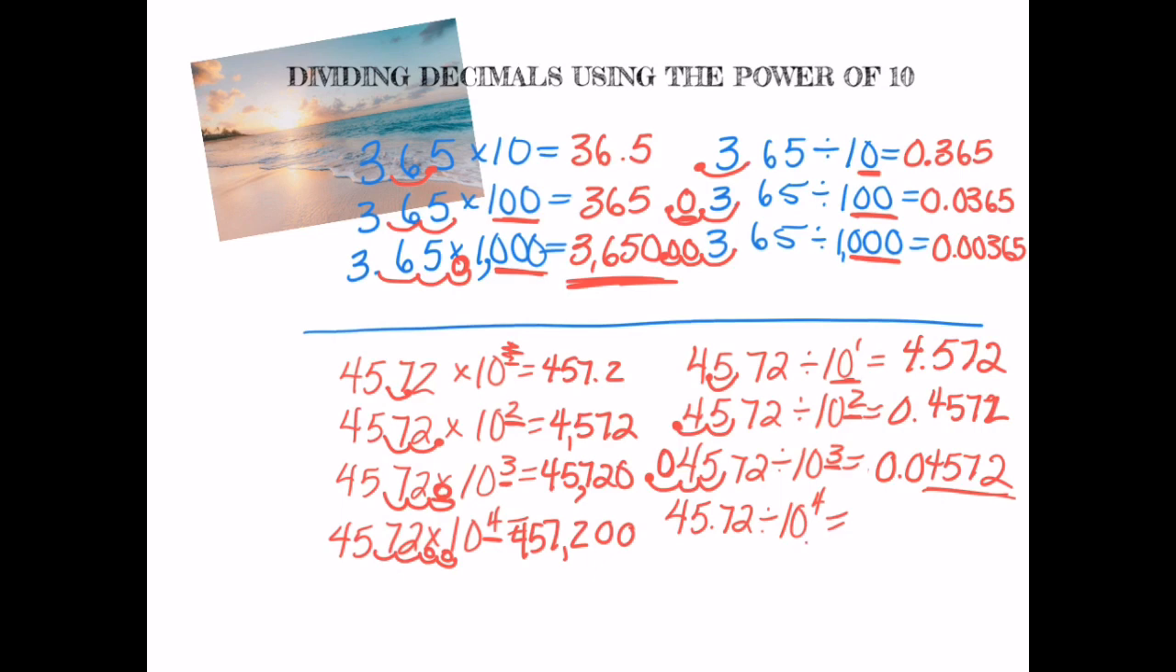Okay, this one we're going to move over 4 times. So 1, 2, 3, 4, which means I need a 0 in the tenths and a 0 in the hundredths. And there is my final number.